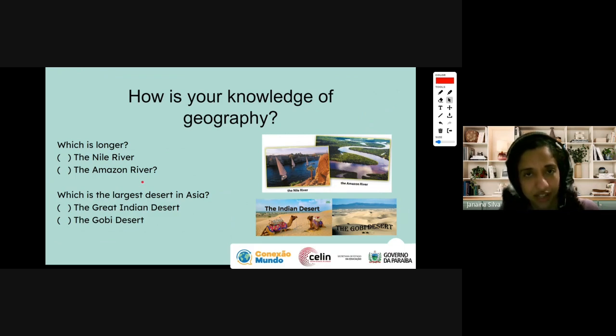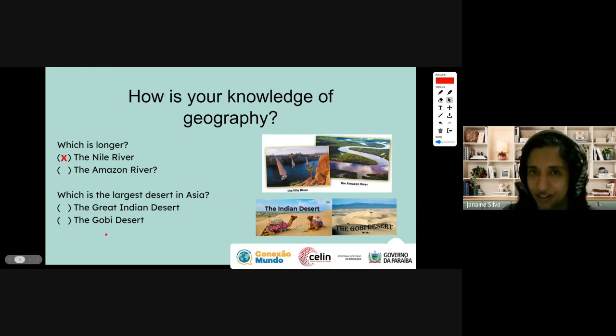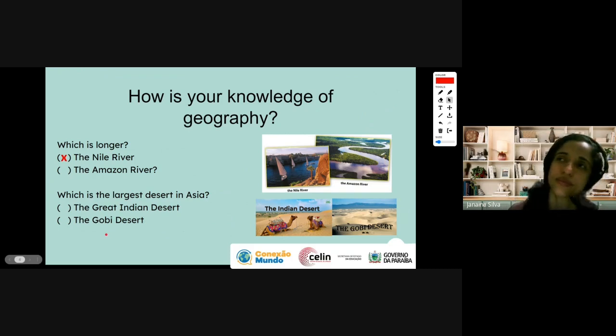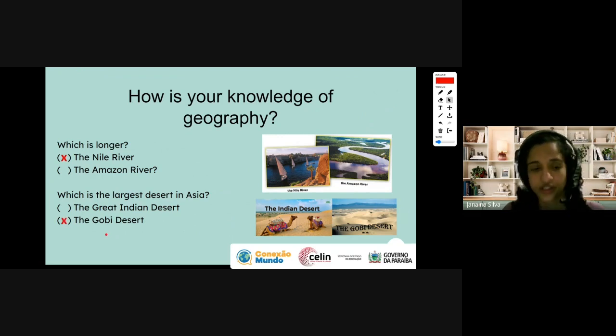The correct answer is the Nile River. Question number 2. Which is the largest desert in Asia? Is it the Great Indian Desert or the Gobi Desert? If you answered the Gobi Desert, you are right. Well done, students.